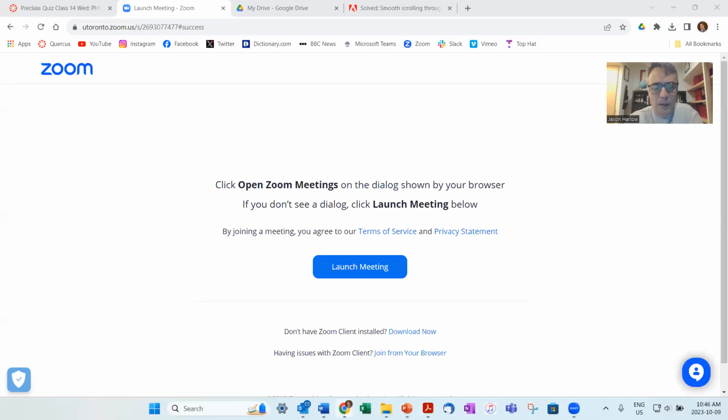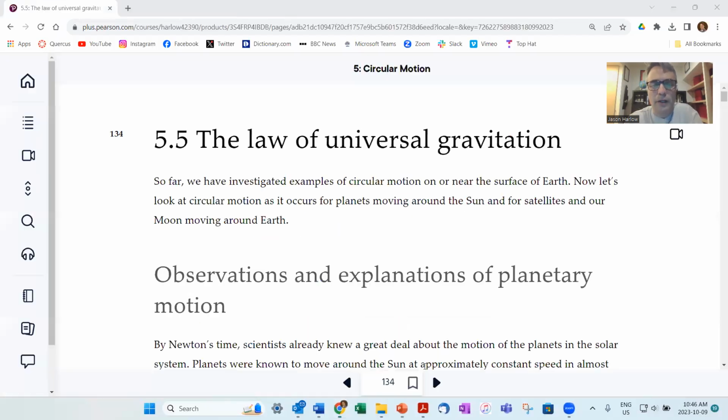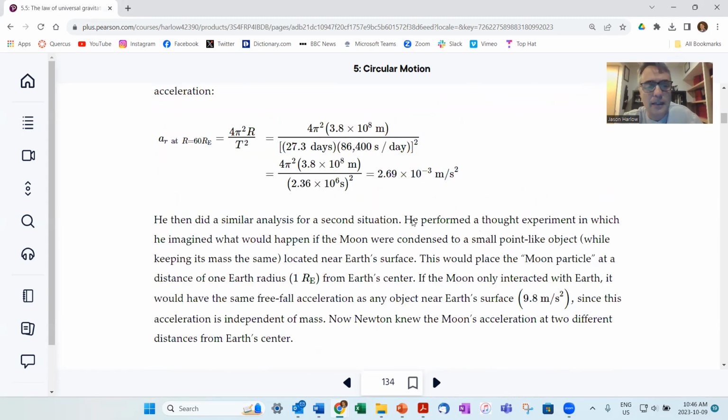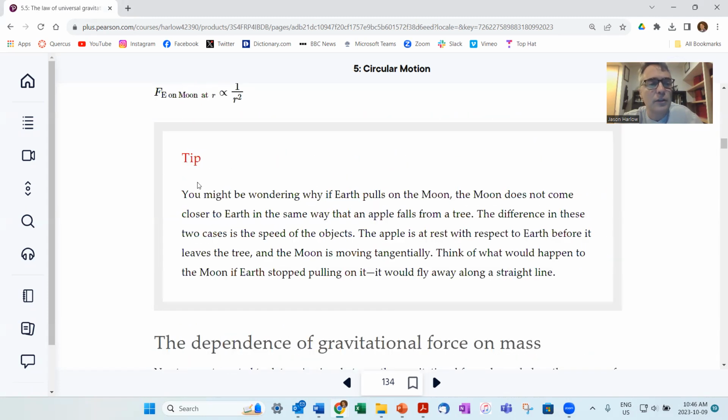Let me just share my screen here, and I'll show you. Okay, so it's basically just the last part of chapter 5. This is called the law of universal gravitation. It seems a little strange, but we're going to talk about orbits basically. And so the idea is, I guess I'll scroll to this tip here.